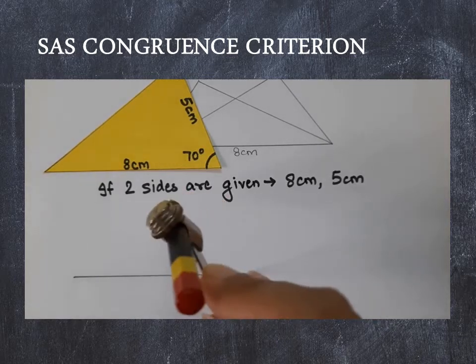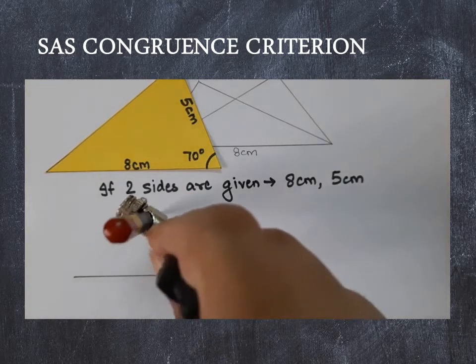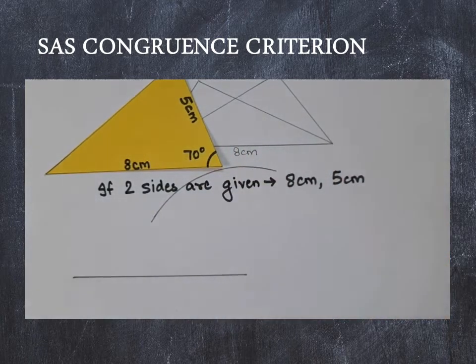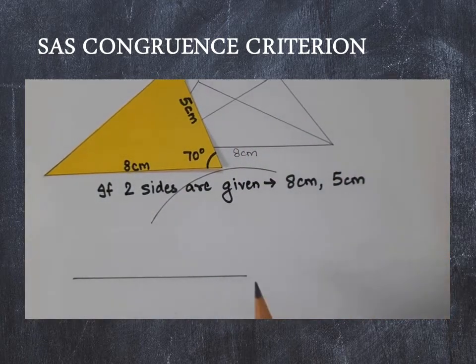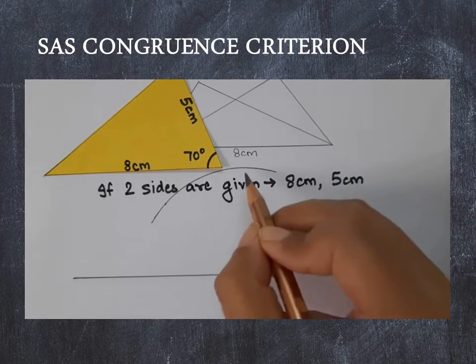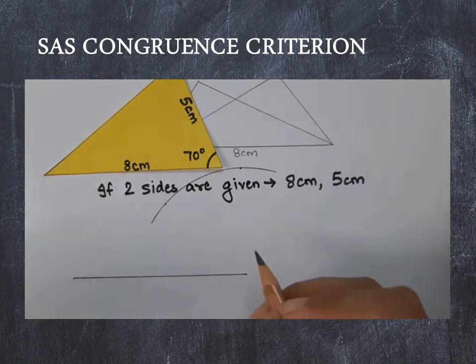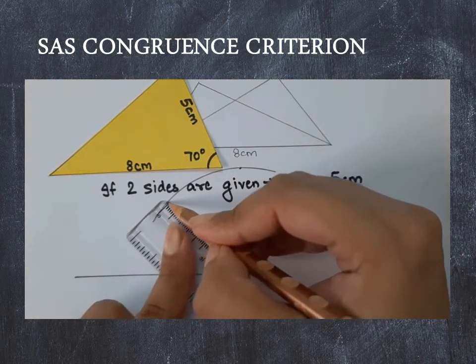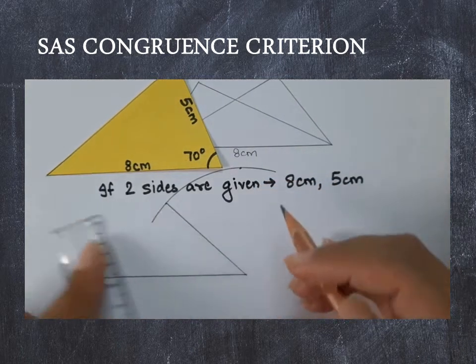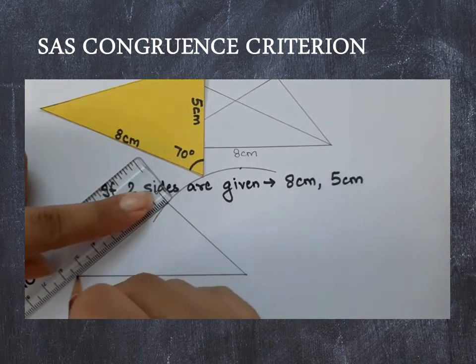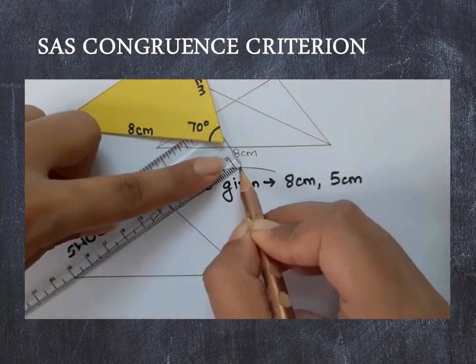Now from any of the vertices, I can simply draw an arc. That means any point on this particular arc will be at a distance of 5 centimeter from this vertex of the triangle. So let me take one point here, then let me take one point here. So this is 5 centimeter and this is the other side. Then again I've chosen this point.